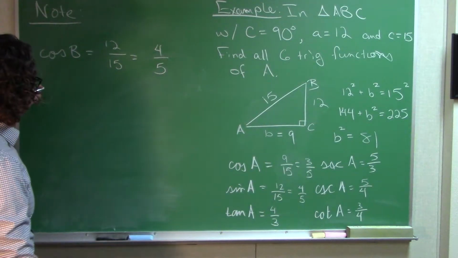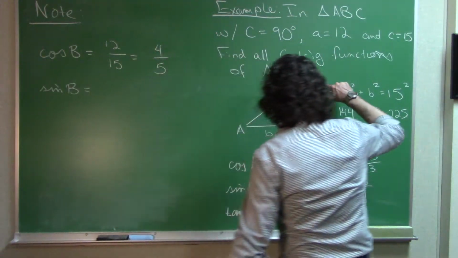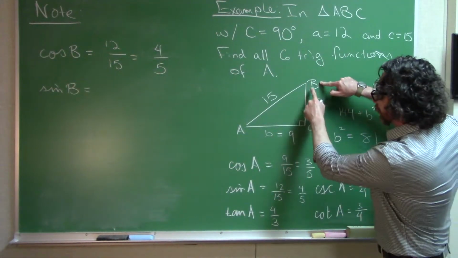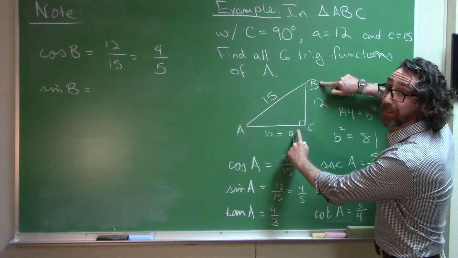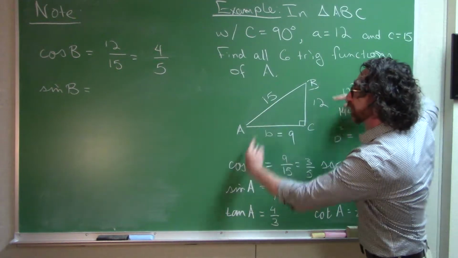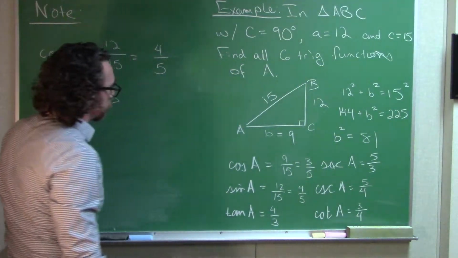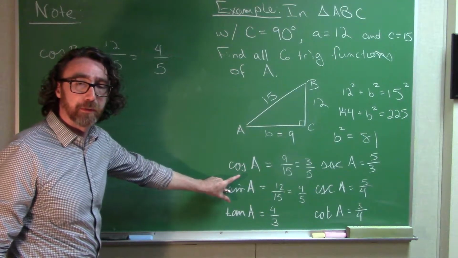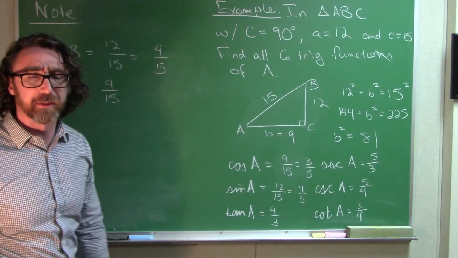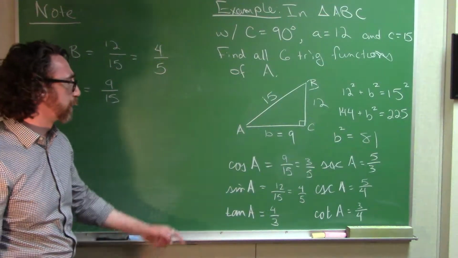If I take the sine of angle B, well, once again, my focus is here. The side opposite B is this one, the side with length 9. 9 over 15 is the sine of angle B. So notice these things are swapped. Incidentally, that's why the function is called cosine.